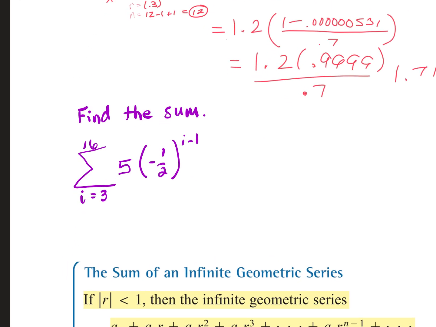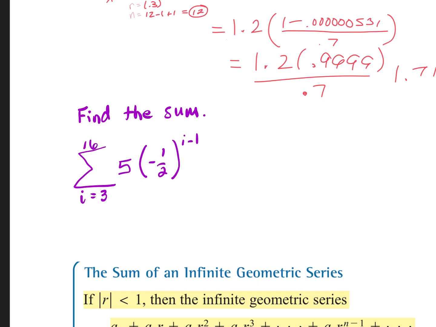Find the sum. Is this geometric or is this arithmetic? How can you tell just by looking? Why is it geometric though? You're right. Because the variable's in the exponent. Perfect. Okay. So I know this is geometric. Is this finite or is it infinite? Finite. How do you know? Because there's a starting point and a stopping point. Okay. So that's how you would determine which formula to use.